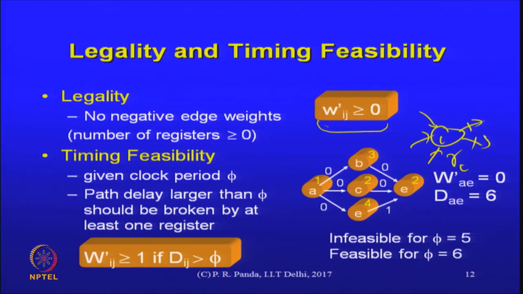Okay, so, that introduces the clock period as a new input here to our strategy. So, if the clock period is given, then a path delay that is larger than that clock period must be broken by at least one register. This is of course an intuitive requirement, otherwise it is violating the sequential behavior of the circuit. You do not have a properly working sequential circuit. Any path delay larger than phi is essentially captured by that Dij greater than phi.